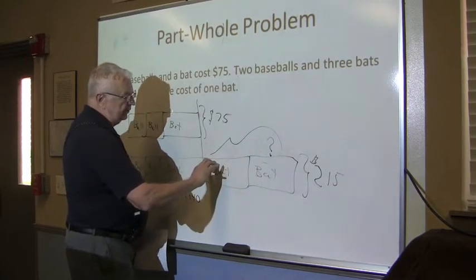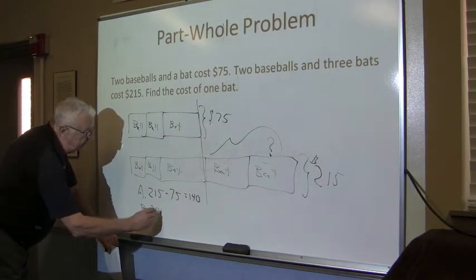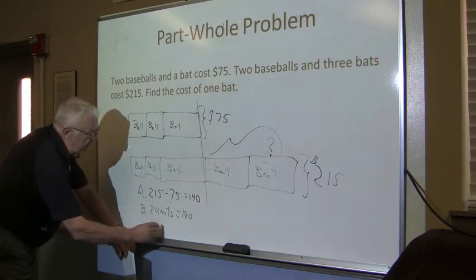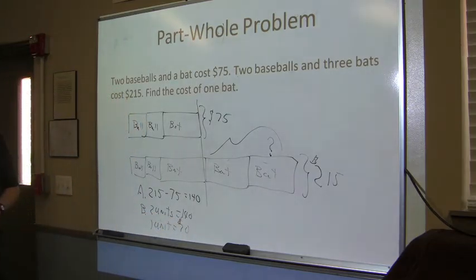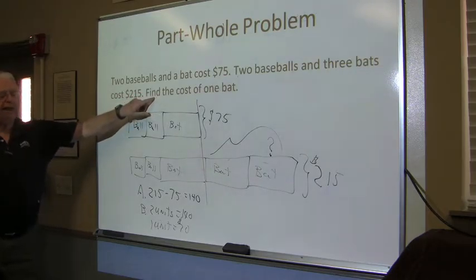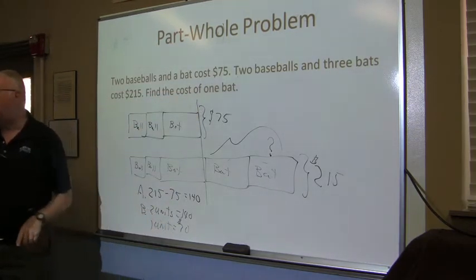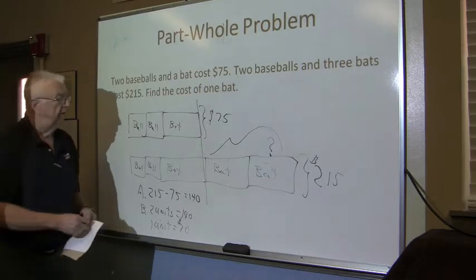If I could write brackets appropriately, that would include those 2 bats. So now I have 2 units, the 2 bats, is equal to $140. 1 unit or 1 bat is equal to $70. Then I can go back into my question, the goal statement. 1 bat costs $70. Does this make sense? Yes. Okay. All right.